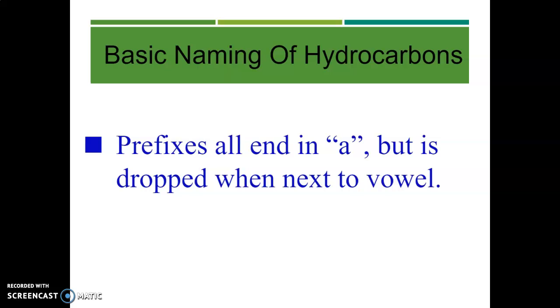All of those prefixes actually end with an A, but when we were talking about them in chapter 8, it just sounds goofy. It looks a little strange when you have an A next to another vowel. It looks weird, so we just drop that and we just add it to the ending. All of the endings will have a vowel because you have ene, ane, and yne, and so they're all going to have that vowel sound, so we drop the A.